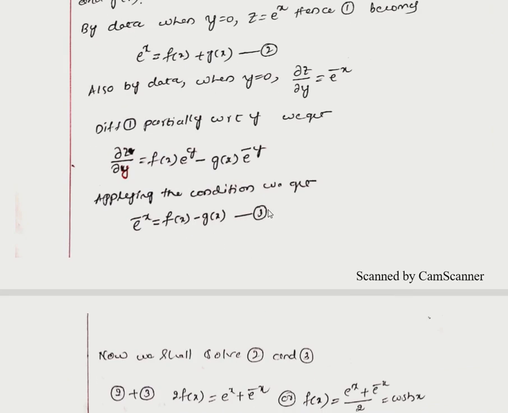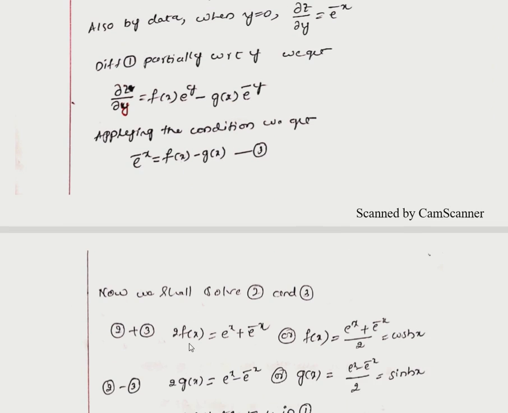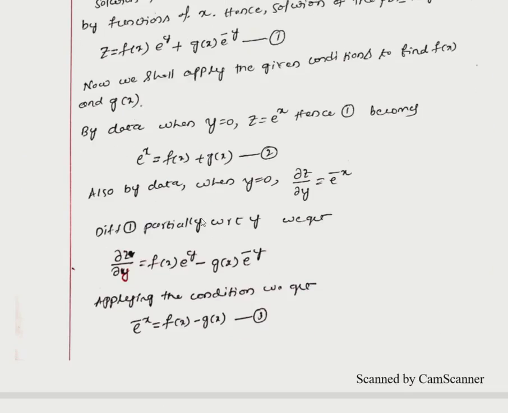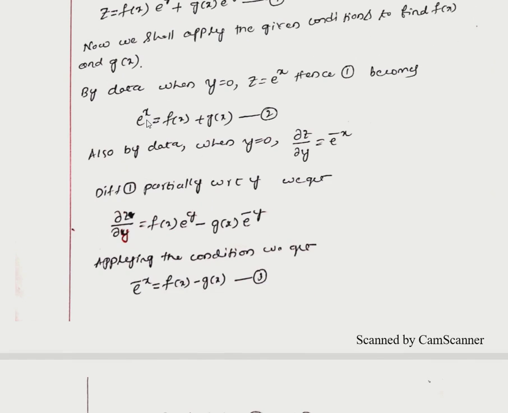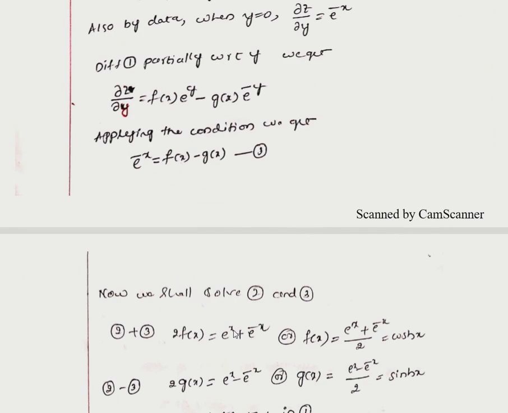Next, solving equations 2 and 3, we get the values of f of x and g of x. Solving 2 and 3: 2 plus 3. Adding these two, plus g of x minus g of x get cancelled. f of x plus f of x is 2 f of x is equal to, similarly adding the LHS also, e power x plus e power minus x. Or f of x is equal to, divide 2 on both sides. Therefore, here 2 get cancelled, f of x is equal to e power x plus e power minus x, divided by 2.